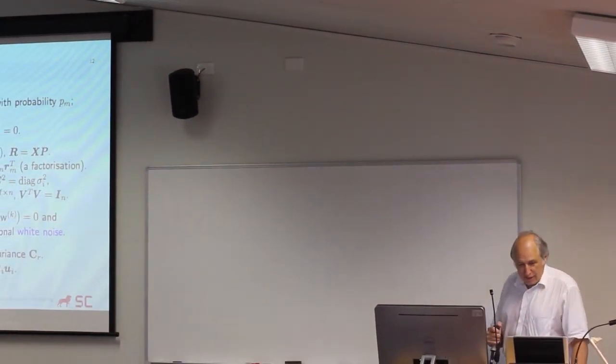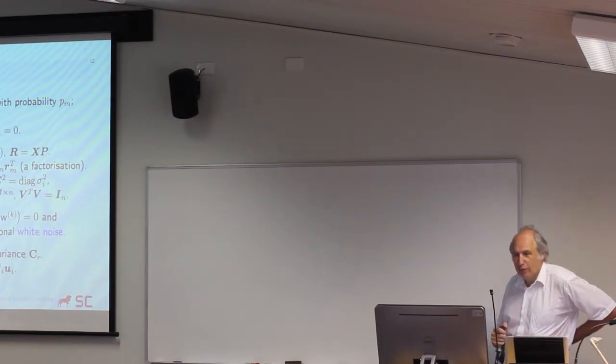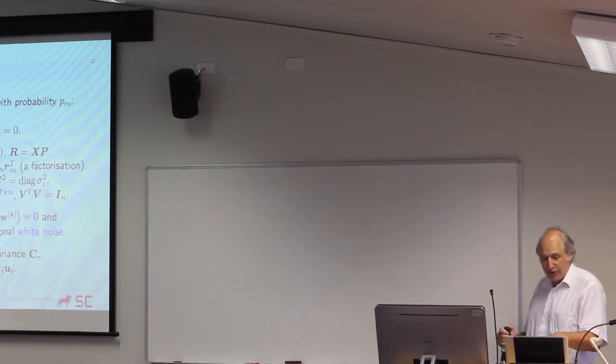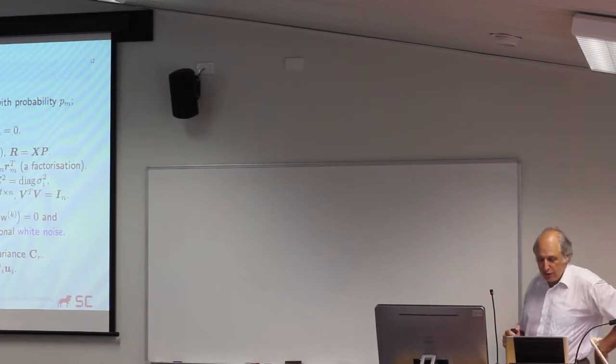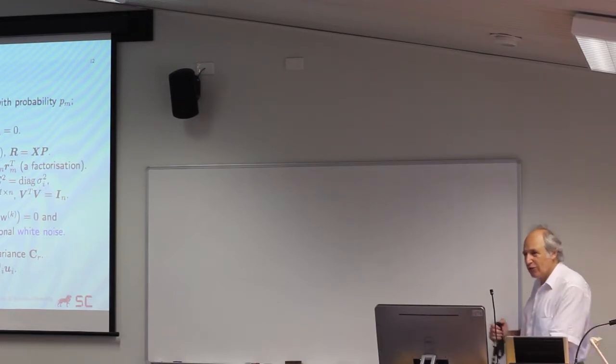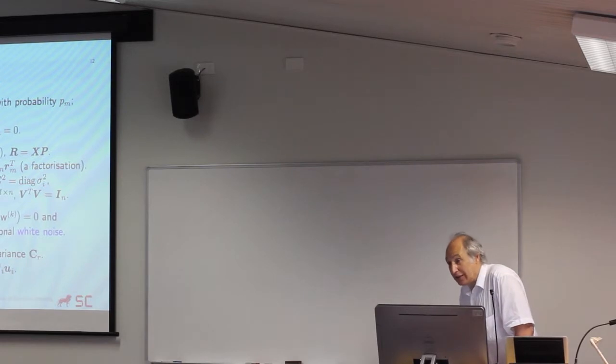What it's connected with is the singular value decomposition of this matrix R. So if C is U sigma squared U transpose, then R is U sigma V transpose, where V is another orthogonal matrix. And now I've introduced white noise. White noise is a random vector which has mean 0 and covariance unity.